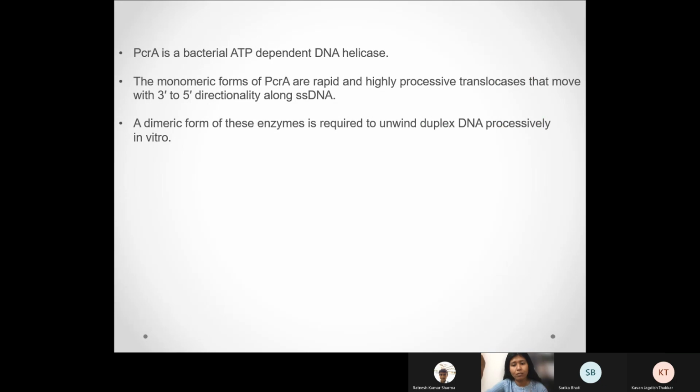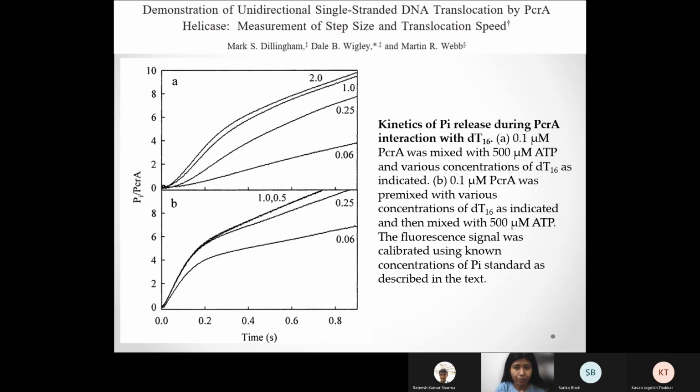It can loop out single-stranded DNA through it. So that's a translocase activity which is associated with PcrA. It's of course a helicase, so it can unwind duplex DNA, and the directionality is 3' to 5'. So with this little bit of background, let us look at an earlier study, when single molecule studies were not so popular. At that time, PcrA was being studied, and this group tried to understand the kinetics of how PcrA functions.